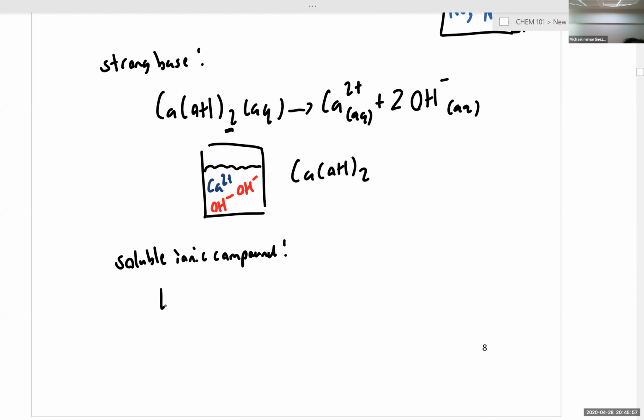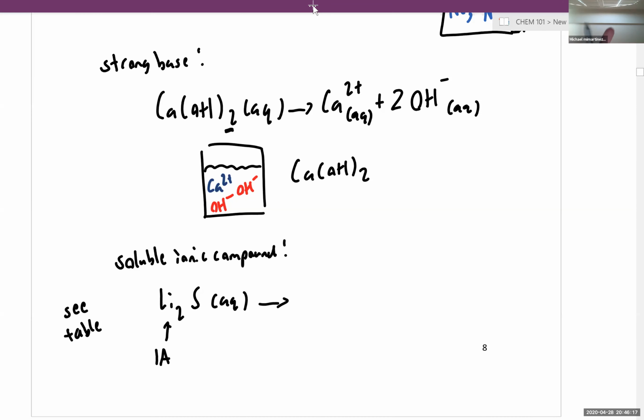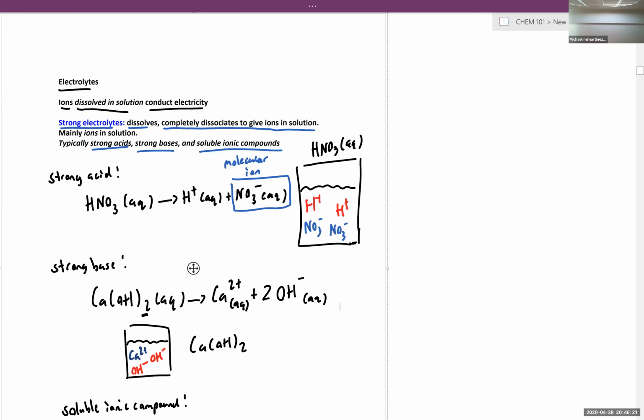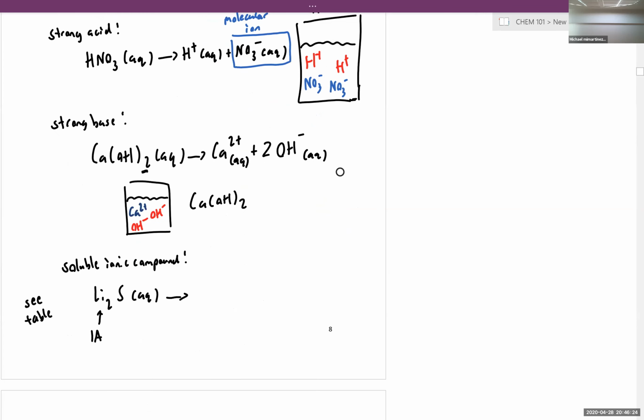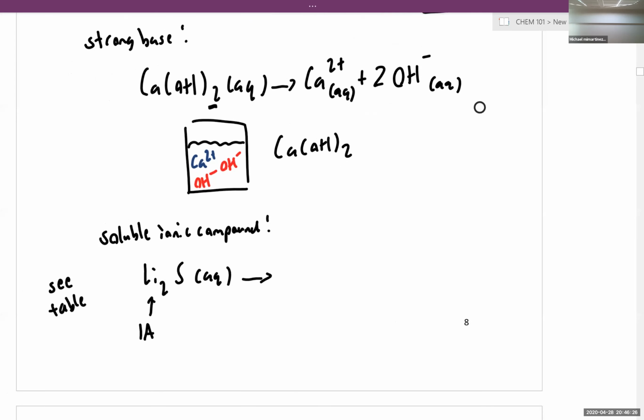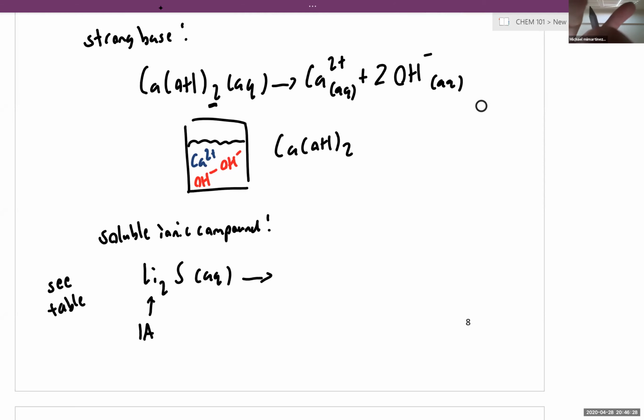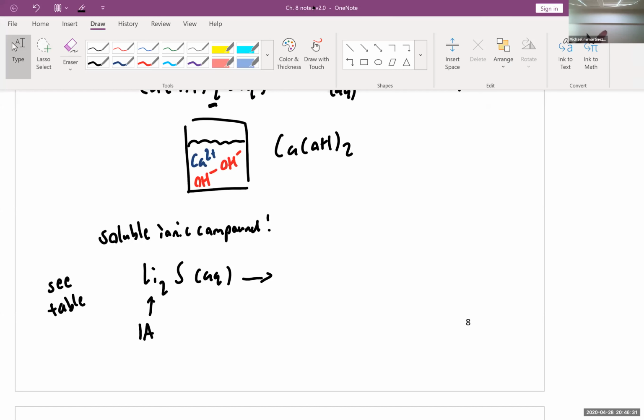Sure, perfect. Lithium sulfide. Okay, so it has a group 1A element, so it's going to be soluble. Remember, see table, just if you want to be sure. Oops, give it one moment. Okay, so lithium sulfide is going to break down.